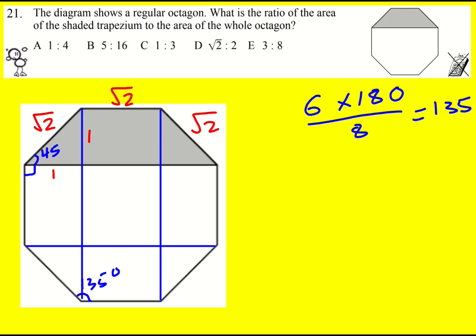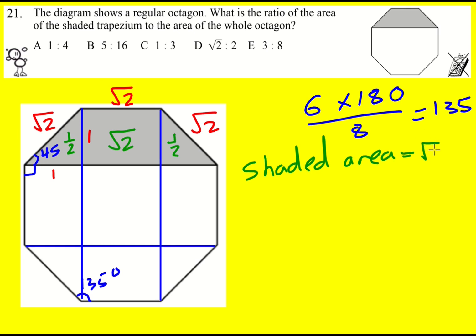That's useful because now we can find the area. For example, this area is going to be root 2 times 1. And then this area is going to be half times 1 times 1. It's going to be a half, and this is going to be a half. And so the area of the trapezium, or shaded area, is going to equal root 2 plus 1.